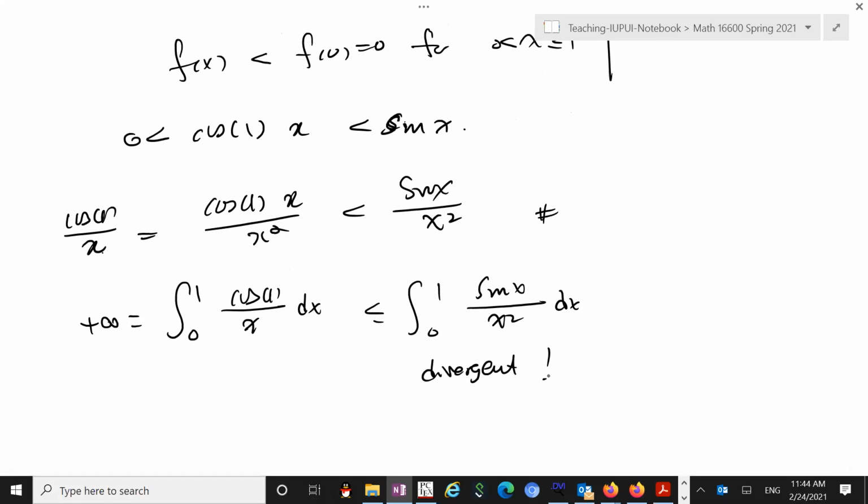So what I'm trying to do here, I'm not going to evaluate the integral of sine x over x squared. I just use a comparison to make sure, to prove that this is divergent. Okay, I'm going to stop it here.